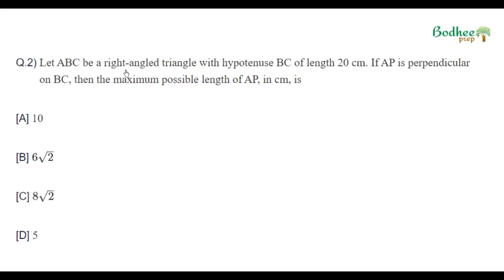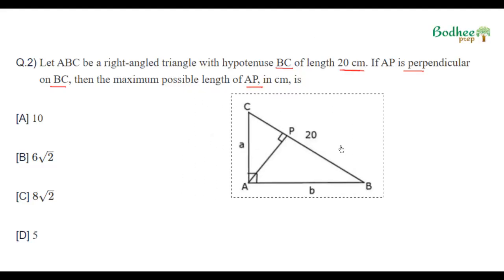Here it says that let ABC be a right angle triangle with hypotenuse BC of length 20 centimeter, and if AP is perpendicular on BC, then we need to find the maximum possible length of AP. Now if I draw the right angle triangle ABC, taking BC as 20 centimeter and AP to be the perpendicular on BC, then we'll come up with a figure like this, right?